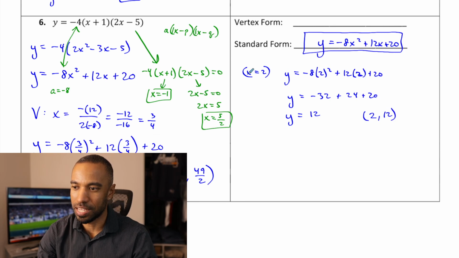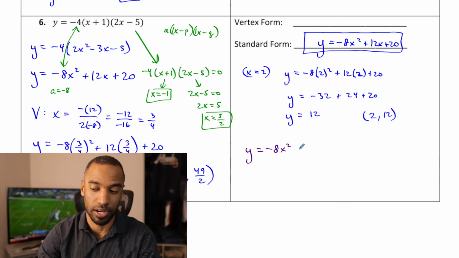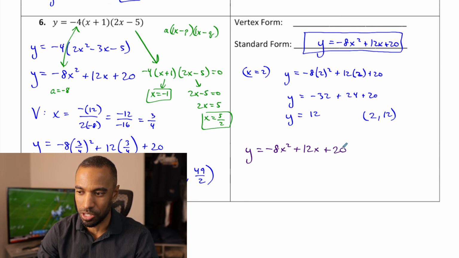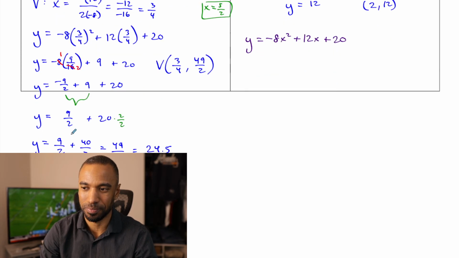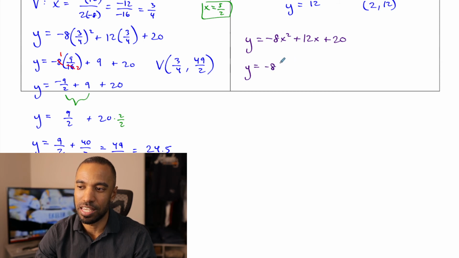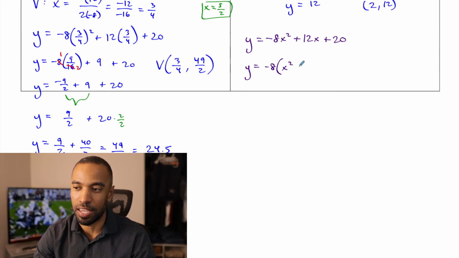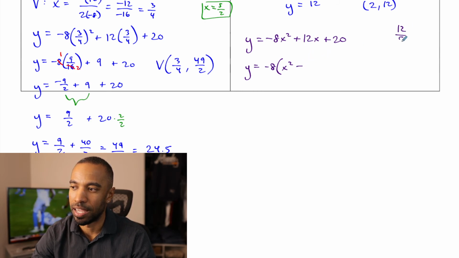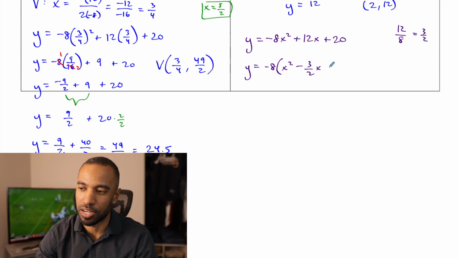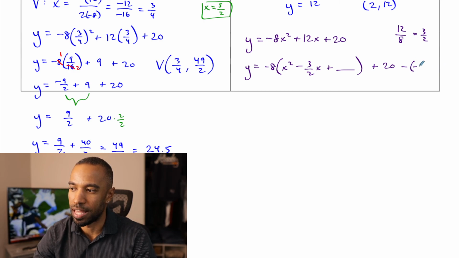All right, vertex form. We take standard form of y equals -8x squared plus 12x plus 20. You guys are going to hate me for this problem. All right, here we go. I have to factor out the -8 from the first two terms. Yes, even if it leaves me with a fraction here. Now, when I factor this out, that means I divide this by -8. What is 12 divided by 8? That is 3 over 2. So that's subtracting 3 halves x there. And I got to add in a number here. Whatever I add in there, I got to subtract from the 20, and it's got to multiply by that -8.